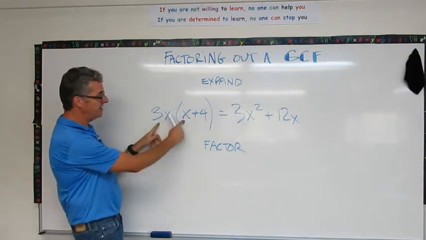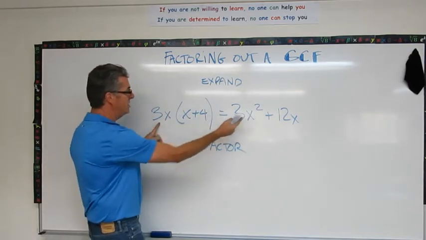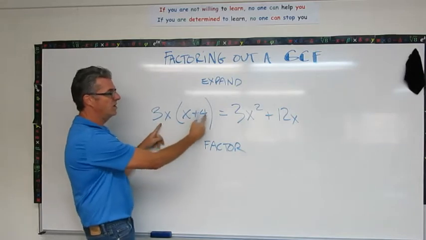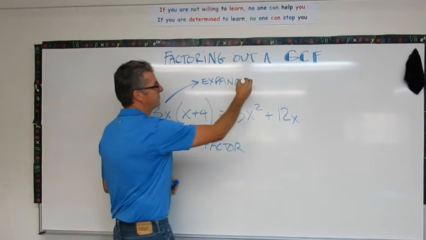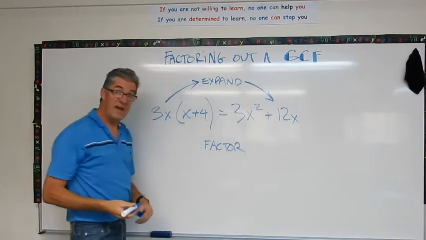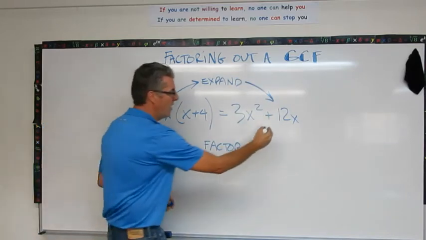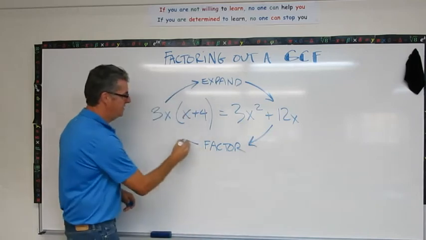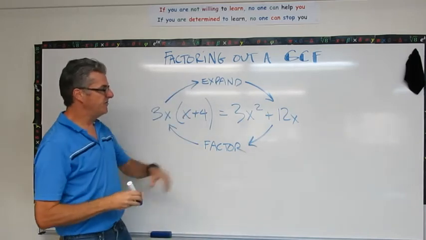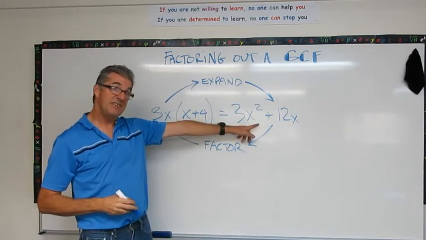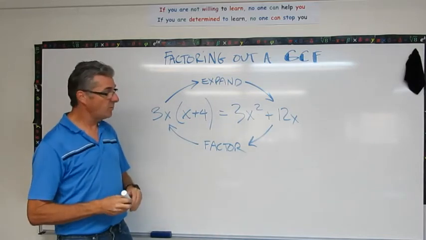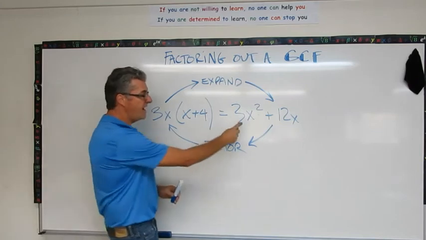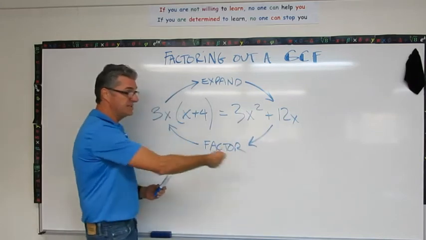You multiply 3x times x, that gets you 3x squared. And you multiply 3x times 4, which gives you 12x. So expansion is this direction. Now factoring is just going the other way. Okay? So a factoring problem might give you something like this and ask you to factor out a greatest common factor. So what we're looking for is what factor is in both of these that we can take out.